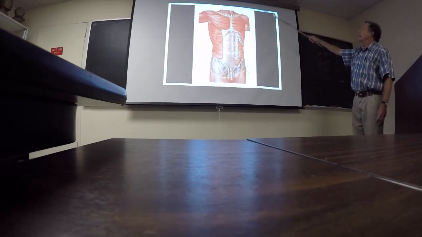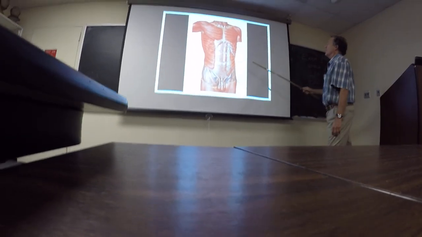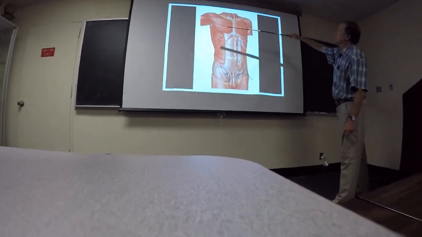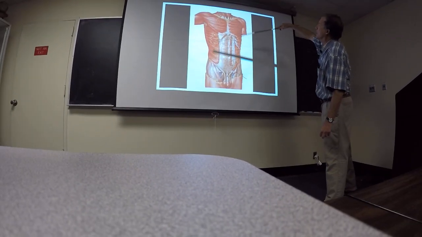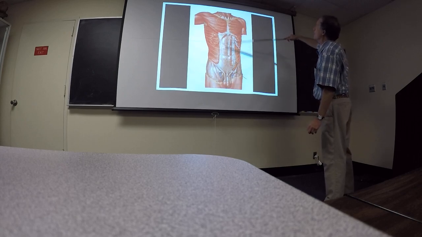This is the area we're looking at, okay? And you'll notice that there's all sorts of strange things going on. There are these oblique muscles coming in from the side. And then there's this one muscle running from top to bottom over here.